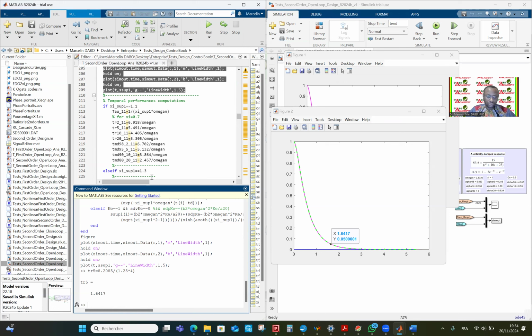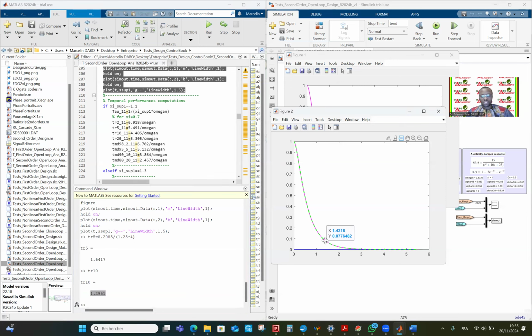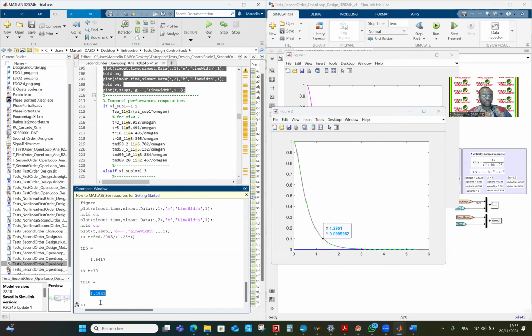If we go to check the TR at 10%, we are supposed to have this value, 1.2951. For 10%, where are we? Here. So now let's go. And so here you are, we have 1.2951. Look at this. The response is correct.